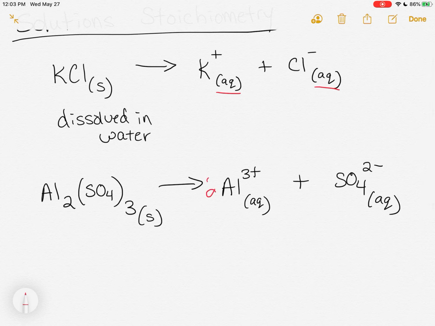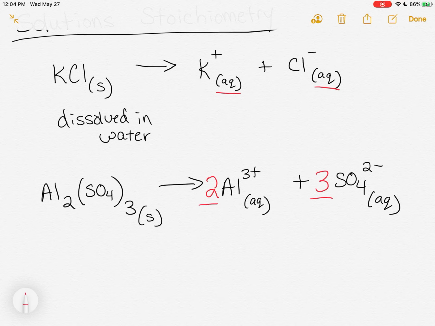But then we also have to go through and balance it. So we're going to actually produce 2 aluminum ions, and we're going to produce 3 sulfate ions. So that aluminum sulfate, when we dissolve it in water, is going to produce 2 aluminum 3+ ions and 3 sulfate 2- ions. We're just breaking apart our ionic compounds into the ions that created them in the first place. Then we balance so that we have a balanced reaction here. Remember, we can't do anything without a balanced reaction.